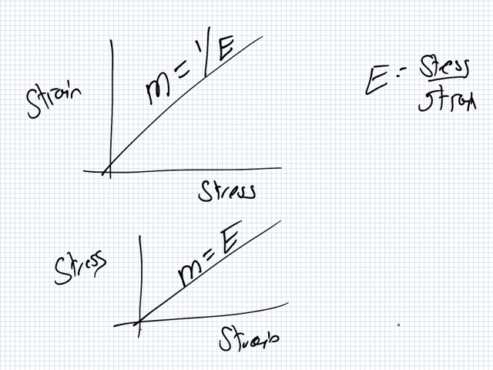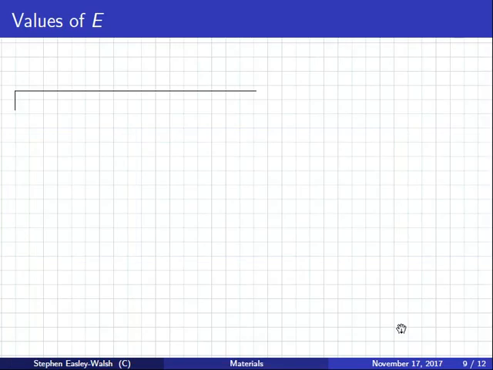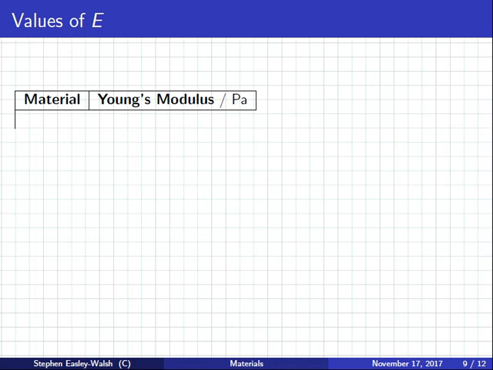Continue? Okay. So now, we should talk about some values of Young's modulus. So, we'll measure in pascals, of course. So let's start with rubber.